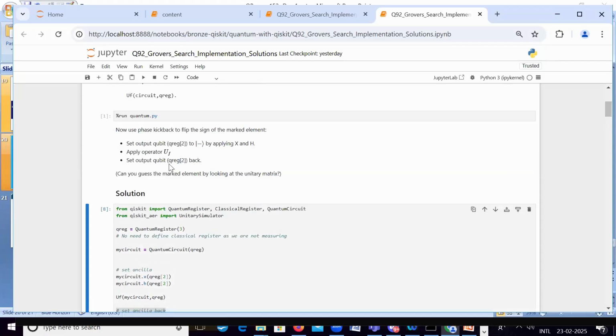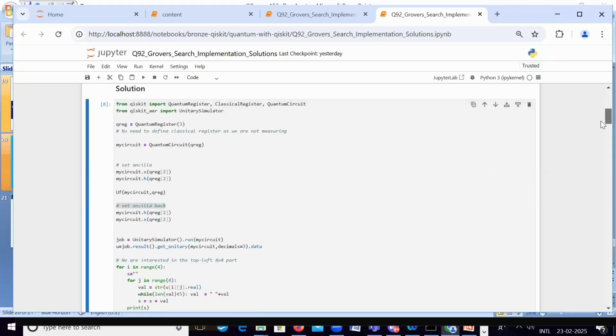Then set the output back to this one. First is set the output qubit to this, then applying the X and H, then applying the operator F. By knowing these steps, next just to implement in the code.